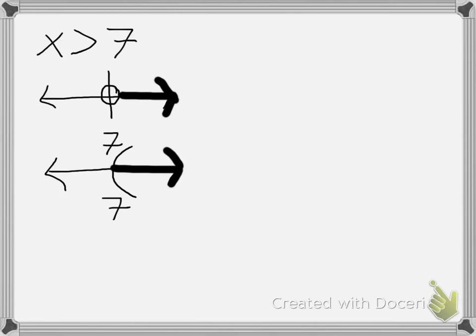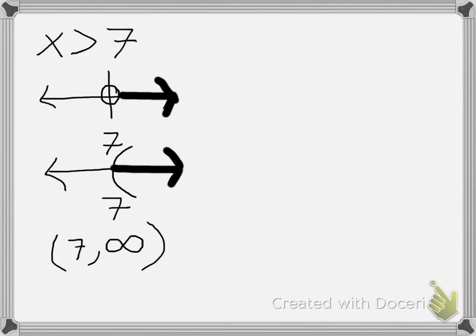So what does that give us for our parenthesis? Well, we have 7 to infinity, and again, whenever you have infinity, that always gets a parenthesis. Okay. And let's take a look at number 5.